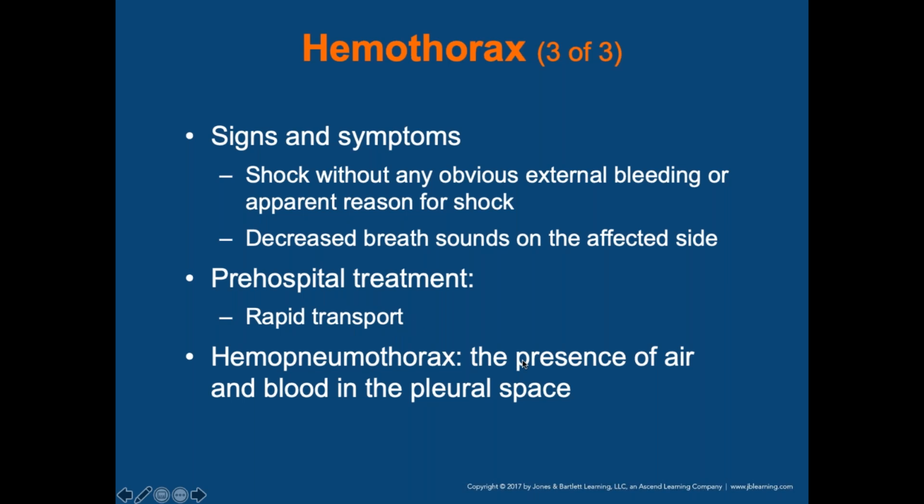So hemopneumo is the presence of air and blood in the pleural space versus just a hemothorax, which is strictly blood. Again, rapid transport to the hospital. These patients need to get to a surgical area. ER physicians do not place chest tubes. They call surgeons in to do that. At least around here they do.